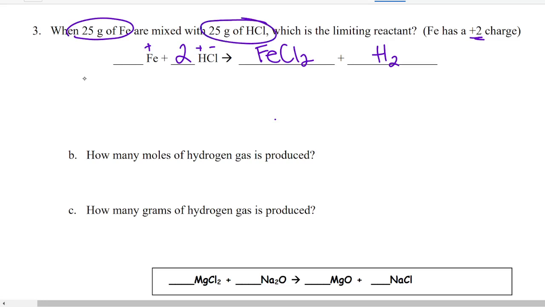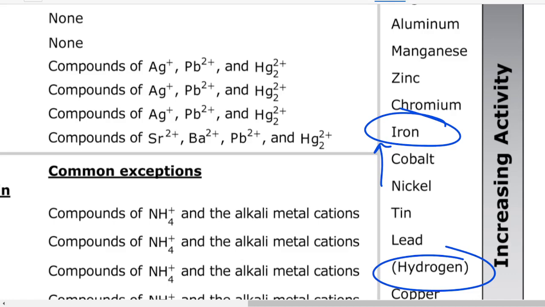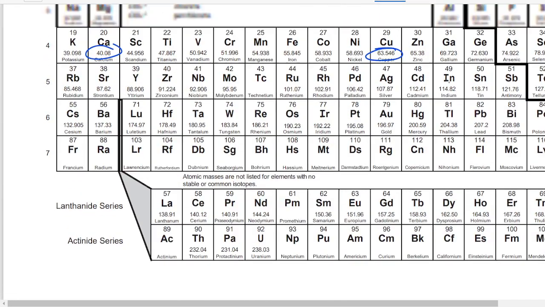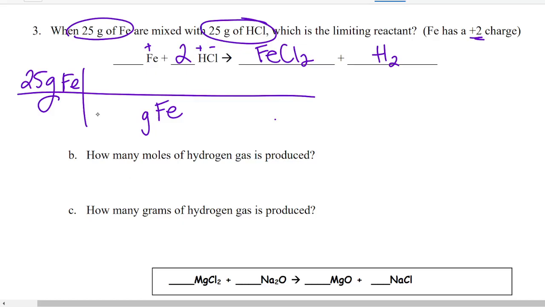So iron, if I had 25 grams of that, I would bring grams of iron to the bottom. So I need to look at the periodic table for the molar mass of iron, which is 55.845. So 55.845 grams of iron per 1 mole of iron. Then I would need to turn iron, so turn moles of Fe into moles of either one of my products.